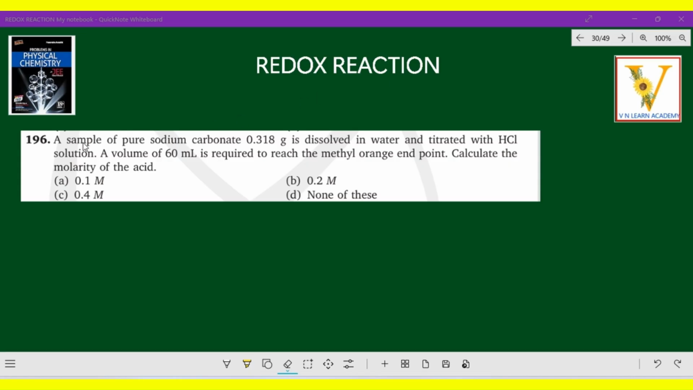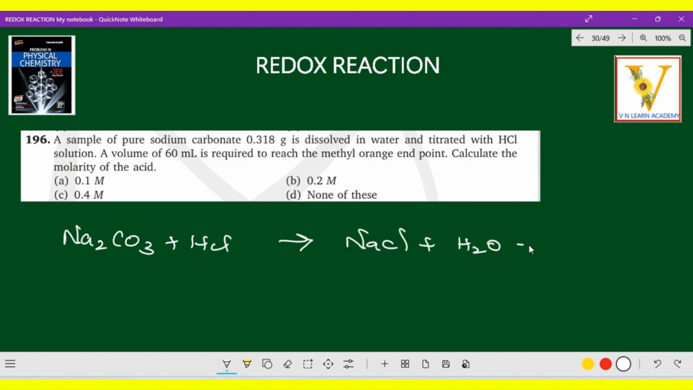The first question: a sample of pure sodium carbonate, 0.318 gram, is dissolved in water and titrated with HCl solution. A volume of 60 ml is required to reach the methyl orange endpoint. Calculate the molarity of the acid. So here titration has taken place, sodium carbonate versus HCl. Now sodium carbonate versus HCl means Na2CO3 plus HCl gives NaCl plus H2O plus CO2.